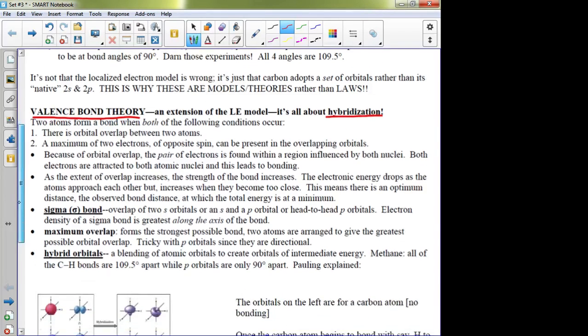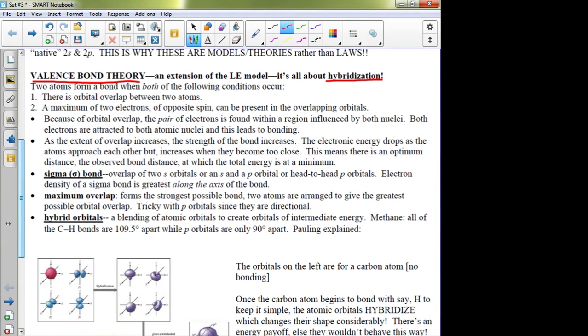Okay? So here's our theory. We know that there is going to be an orbital overlap between the 2 atoms. To get them to bond, it means their electron orbitals are going to overlap, whether it's an s with a p or a p with an s or a p with a p. A maximum of 2 electrons of opposite spin can be in the overlapping orbitals. So the Pauli exclusion principle still holds true. I can only have 2 in the overlapping region, and they have to be in opposite spin. So 1 up arrow, 1 down arrow. Right? That's all that means.